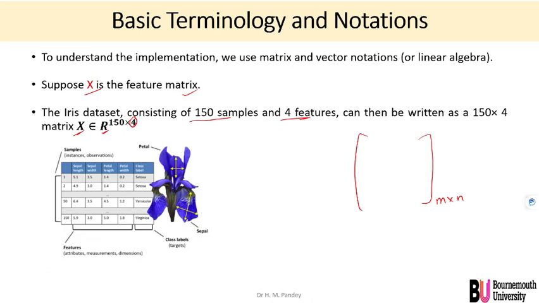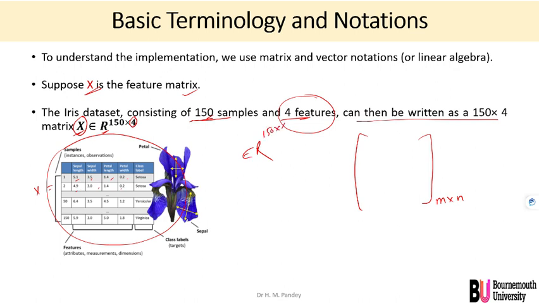So X represents your feature matrix, that is this whole is represented by X. 150 samples, 150 rows. How many feature vectors? 4 feature vectors, 4 attributes, which can be rewritten as 150 multiplied by 4. And what is this? X is your matrix, that is this matrix is represented by X. It belongs to the set of real numbers, because all these are real numbers. And what is the size? 150 multiplied by 4, that is 150 rows, 4 columns.